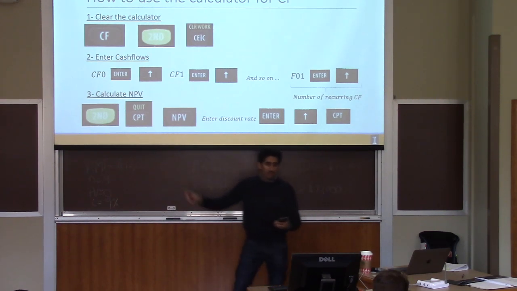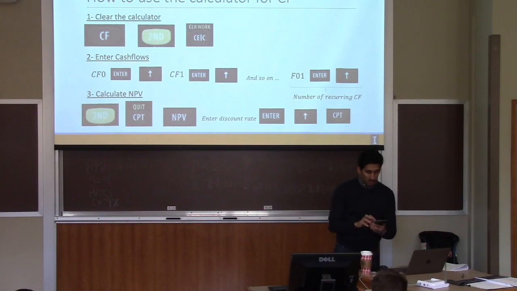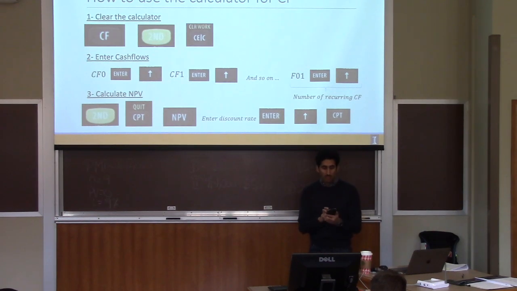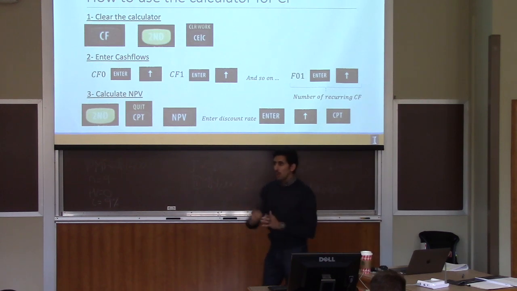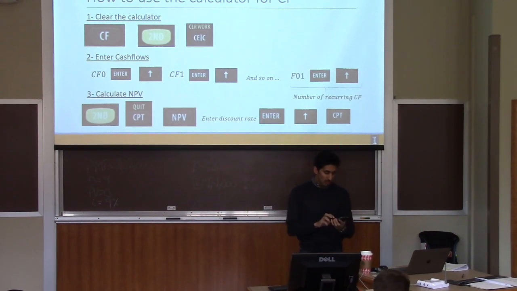Now we'll exit the system. To calculate the NPV, you click second, quit. Now you're outside of the system. Right now you have a calculator that has all of your cash flows, and you want to ask it to calculate the NPV. Okay? Click the NPV button.